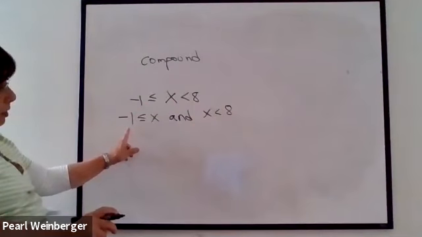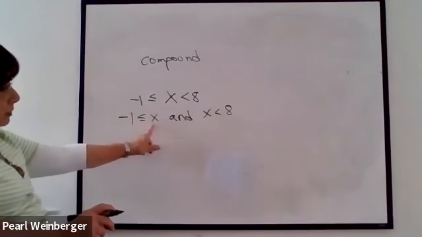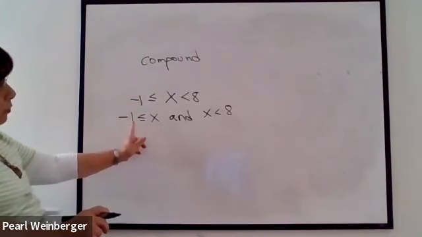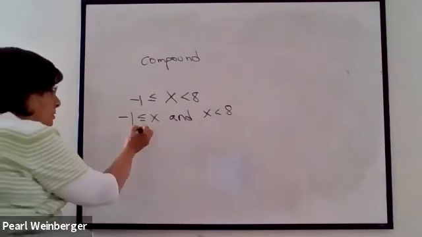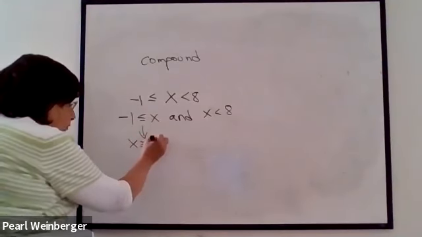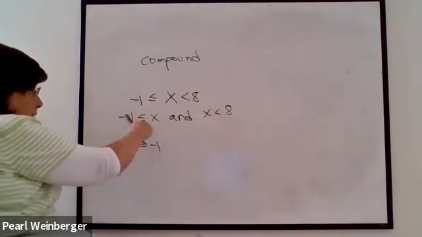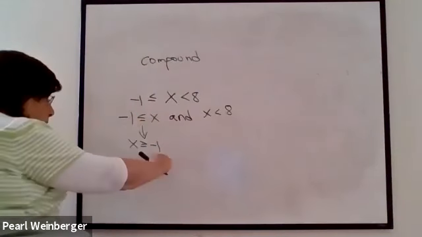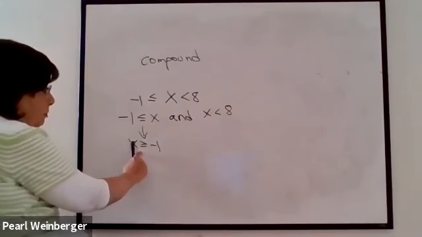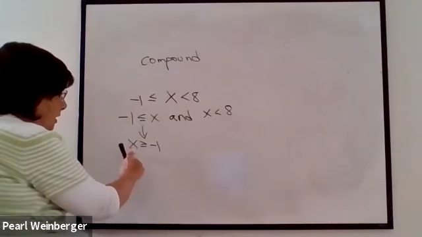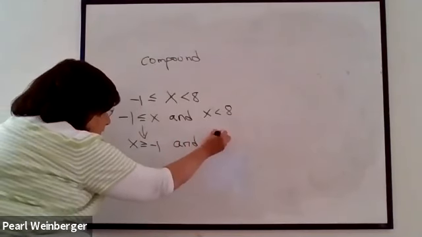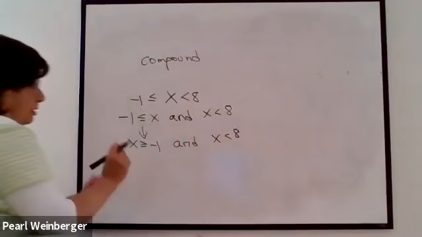Now, if you look at this, -1 is less than or equal to x, remember I always told you I want the x to be on the left side. -1 less than or equal to x is equivalent to saying x is greater than or equal to -1. If we're turning this thing around, then the smaller number is the -1, the larger number is the x, so we have to write x greater than or equal to -1. So this is saying x is greater than or equal to -1, and also at the same time, x is less than 8. That's what this is saying.